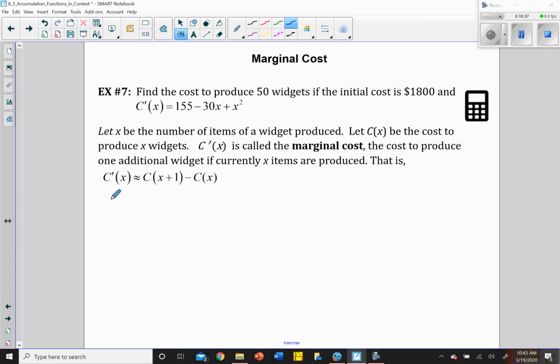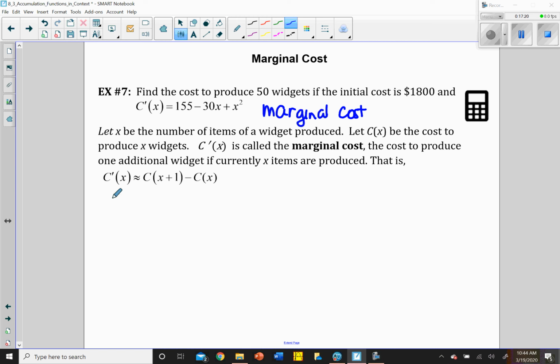This one's related to marginal cost. So find the cost to produce 50 widgets if the initial cost is $1,800 and the derivative or the rate is 155 minus 30x plus x squared. Let x be the number of widgets produced. Let C of x be the cost to produce the widgets. C prime of x is called the marginal cost. So let's label this. This is marginal cost. That's the cost to produce one additional widget if you're currently making x of those widgets.